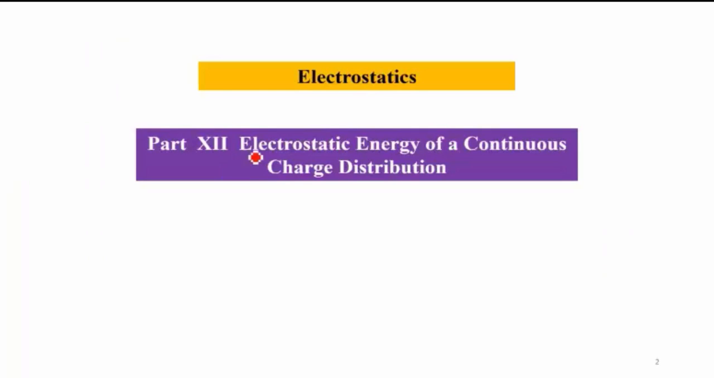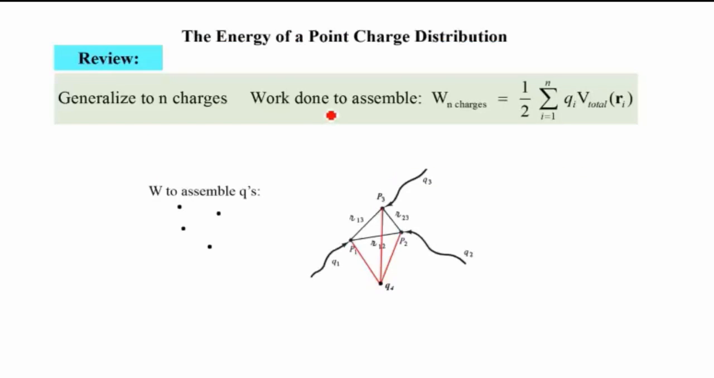Let's take a look at the electrostatic energy that develops when we bring together a continuous charge distribution. Just to review, when we had discrete charges, suppose we have n of these things, the work done to assemble those n charges, which we call W_n charges, is equal to 1/2 times the sum from i equals 1 to n of the charge q_i times the potential at the position of q_i. And so that's V total(r_i). By total we mean the potential due to all the other charges.